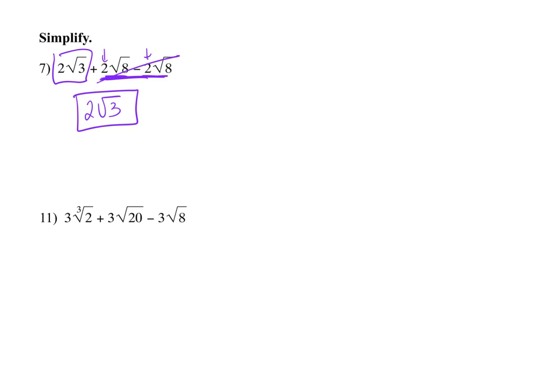0 times the square root is still 0. So you're never going to write that. That is just 0. So you have 2 square root of 3 plus 0. Okay, that's 2 square root of 3.